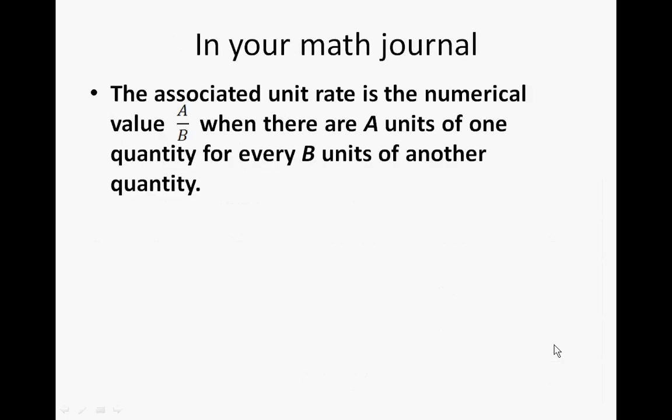All right, so in your math journal, we want to write this definition because it's very important as we continue our talk about unit rates. The associated unit rate is the numerical value A over B when there are A units of one quantity for every B units of another quantity. So remember, these are two different quantities and we are comparing one to another. When you are done writing that in your math journal, go ahead and continue the video.